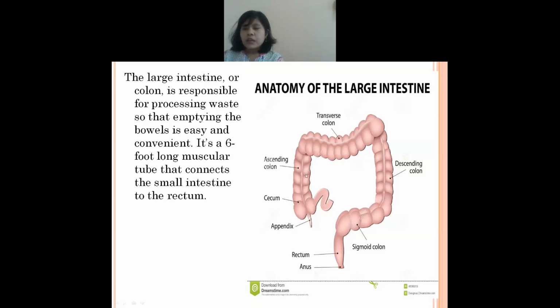Okay, last is the large intestine. This is the last part of the GI tract. It is the large intestine, also known as the colon. So what will it do? It will remove all the waste particles. Now is the time for the stool to come out. Stool, you know, stool.